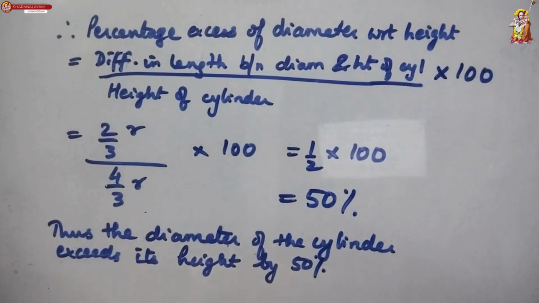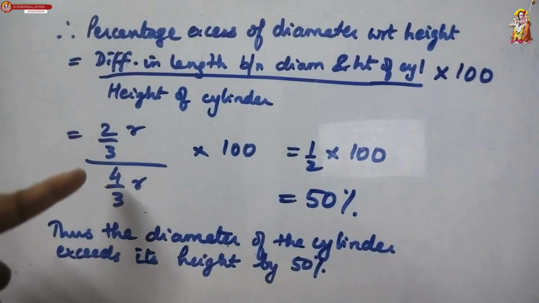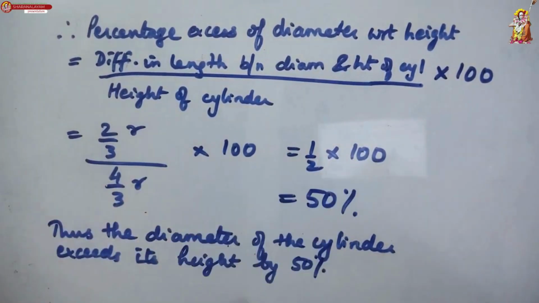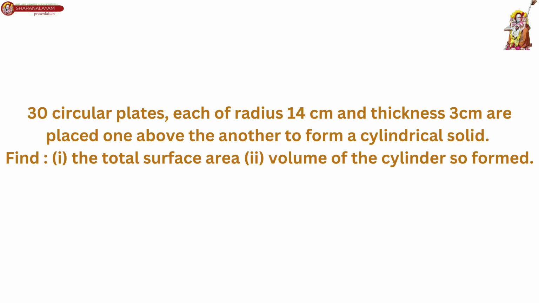Therefore, the percentage excess of diameter with respect to height is the difference in length between the diameter and height of the cylinder upon height of the cylinder multiplied by 100. That is 2 upon 3r divided by 4 upon 3r into 100, which gives us half into 100, that is 50%. So the diameter of the cylinder exceeds its height by 50%. That's the answer. Next question.